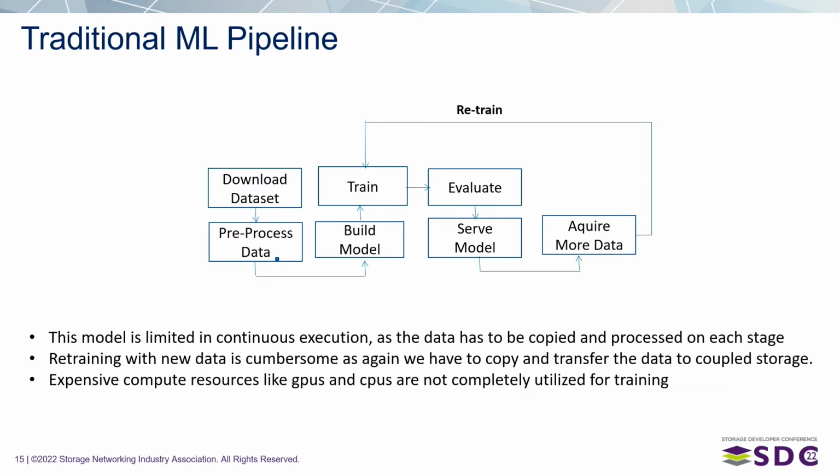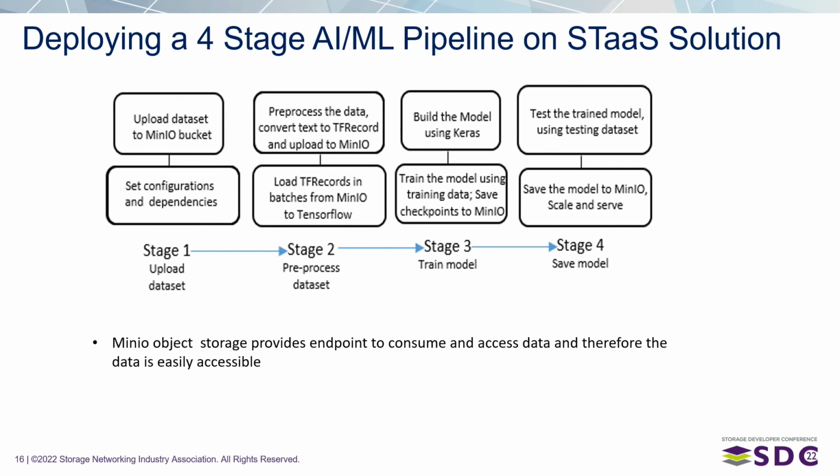To solve these challenges, we believe we can use a common shared infrastructure with object storage. Object storage can be deployed as the storage infrastructure for this ML pipeline to load all the data on demand for each stage. I'll just give a very basic example with a small data set, where we have built a 4-stage AI/ML pipeline on the STaaS solution that we deployed on Poseidon.